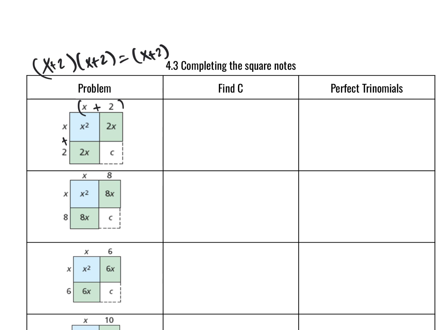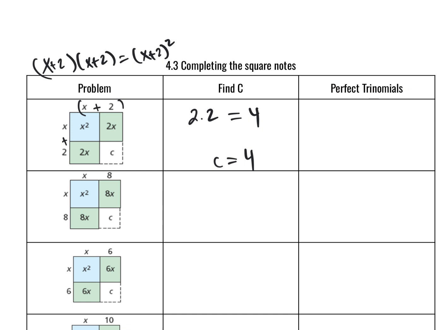So most of the box is already done for you. X times x is x squared, x times 2 is 2x, x times 2 is 2x. The missing part is the c value, where you multiply 2 times 2 and get 4. Multiply this 2 times that 2 and get the 4 here.